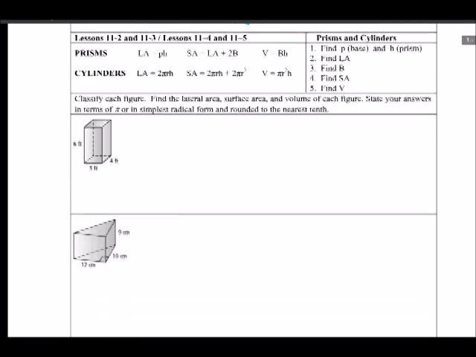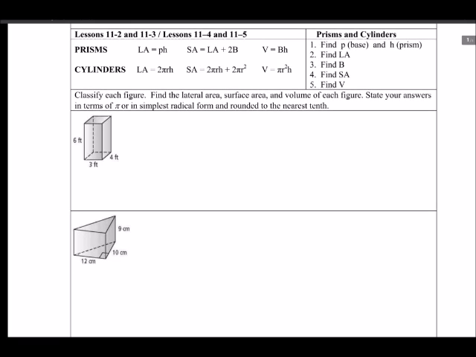All right, lesson 2, 11.2 and 11.3 were on surface area and lateral area of, well, 11.2 was on prisms and cylinders. And these also include volume, but we'll save that for our next review. That's sections 4 and 5. And so we're supposed to state our answers in terms of pi or in simplest radical form as needed and round to the nearest tenth. So let's get started here.